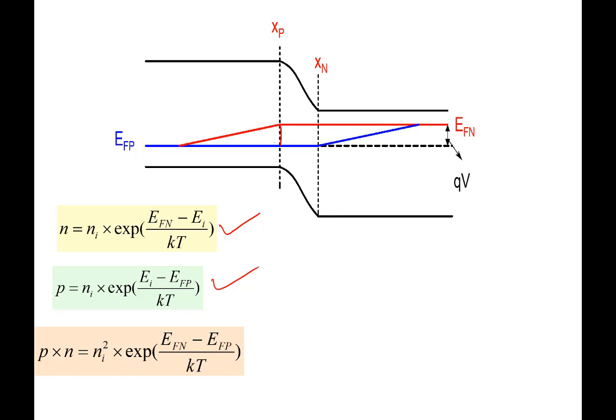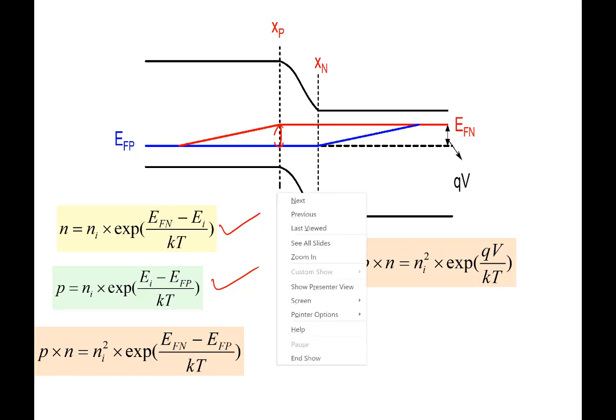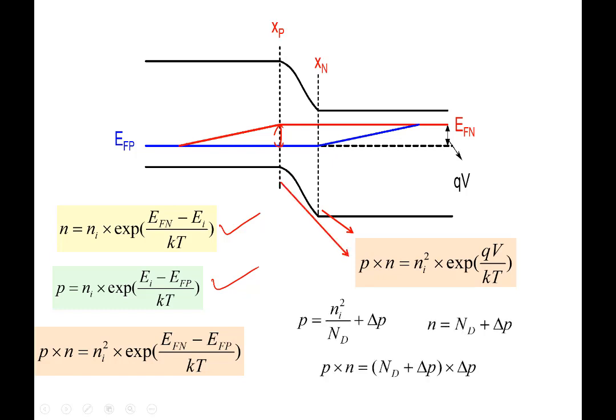Here the voltage drop, the difference, is QV by KT. So everywhere, both at the edge of the depletion region and inside it, the pn product is ni squared exponent QV by KT. Next, we write p equal to ni squared over Nd, the background hole concentration, plus the excess hole concentration. n we write as Nd plus delta p. It should have been written delta n, but we know it's quasi-neutral, so delta n equals delta p. So we write it here, and we multiply it together.